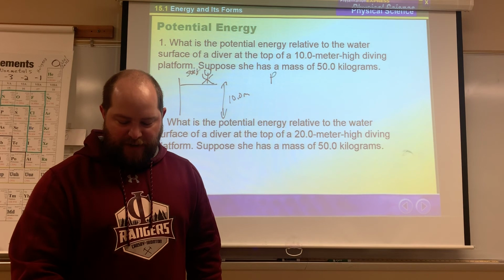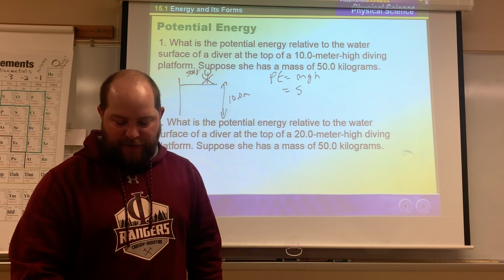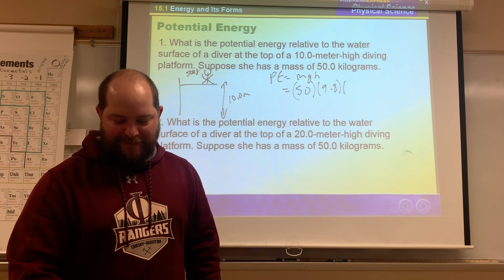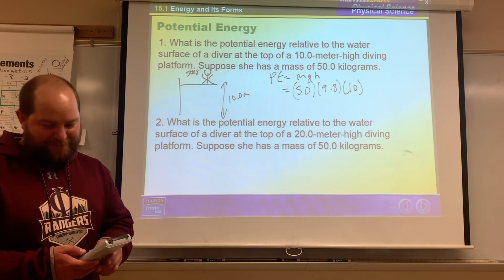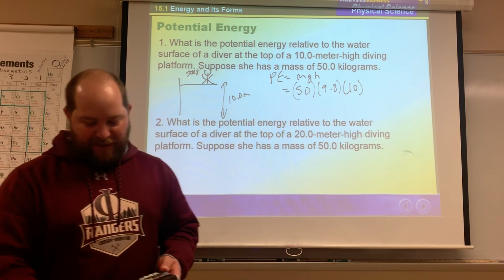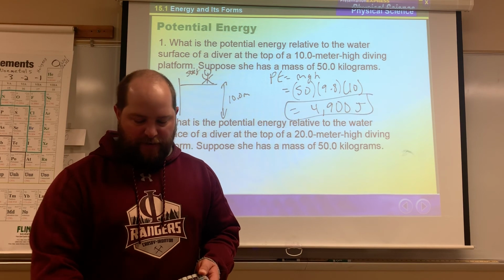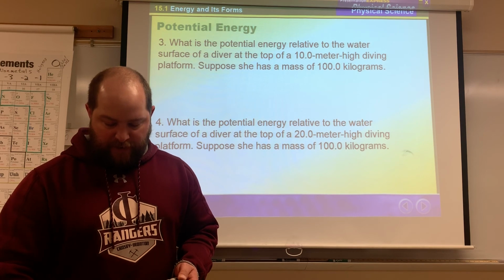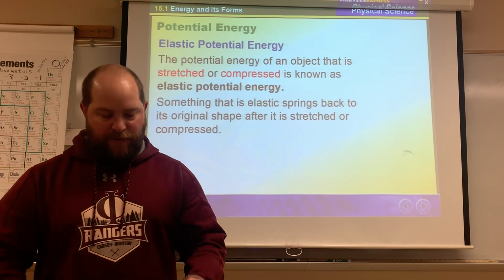All right, so potential energy equals mgh. So the mass is 50 times gravity, 9.8, times the height, 10 meters. Okay, so pretty simple. 50 times 9.8 times 10, we get 4,900 joules. All right, so let's skip ahead here. They're all pretty much the same. It's just mass times gravity times height. I'm gonna leave those for you guys.